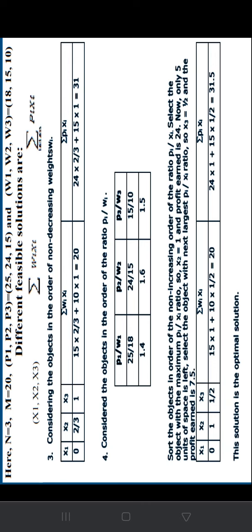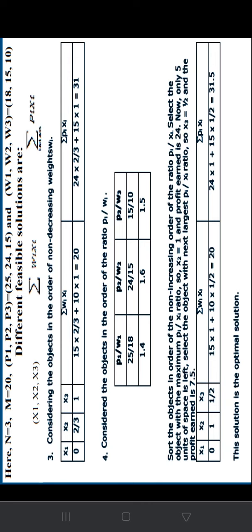weight 10, added fully, and then the next one, we are adding 15 into 2 by 3, which will give 10. Okay. So 10 plus 10 is 20. So we have achieved 20 as the maximum weight. So no need to include the third one.